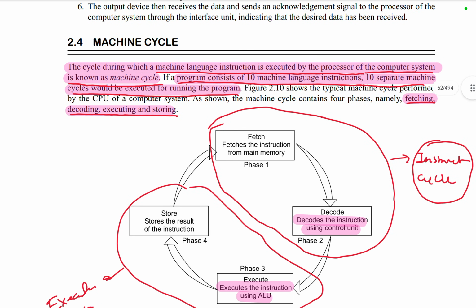The cycle during which a machine language instruction is executed by the processor of the computer system is known as the machine cycle. If a program consists of 10 machine language instructions, 10 separate machine cycles would be executed for running the program: fetching, decoding, executing, and storing.